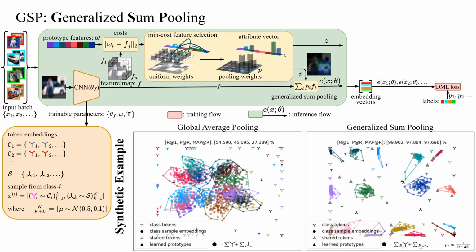We visualize the geometry of the embedding space along with the deep metric learning performances. With global average pooling, we observe overlapping class convex hulls, resulting in poor deep metric learning performance. However, when we applied generalized sum pooling, the results were markedly different. We found that it effectively separates class convex hulls, indicating that it can learn to disregard irrelevant tokens.